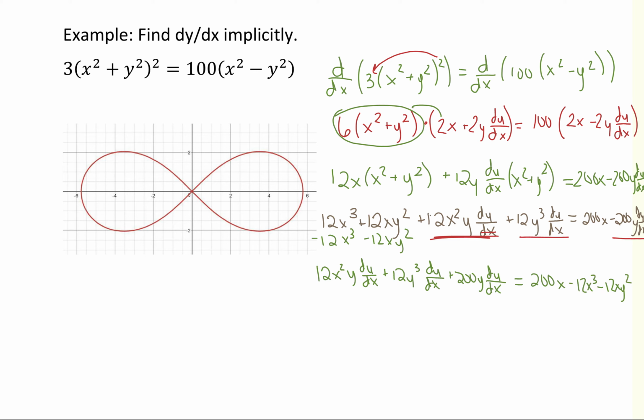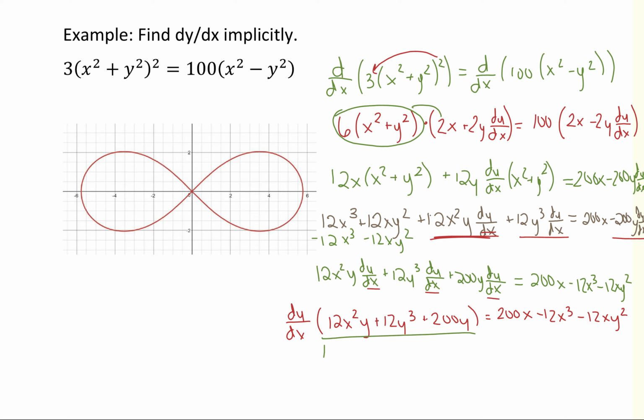The next step is going to be to factor out our dy dx. So we have dy dx times (12x squared y plus 12y cubed plus 200y) equals 200x minus 12x cubed minus 12x y squared. And then our last step will be to solve for dy dx. So we're going to divide everything by 12x squared y plus 12y cubed plus 200y.